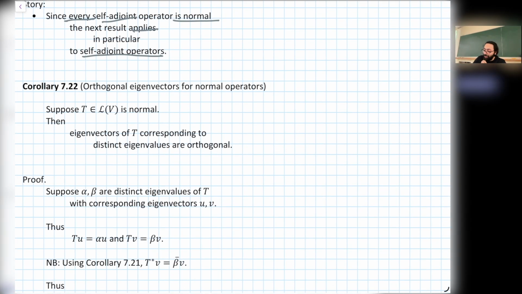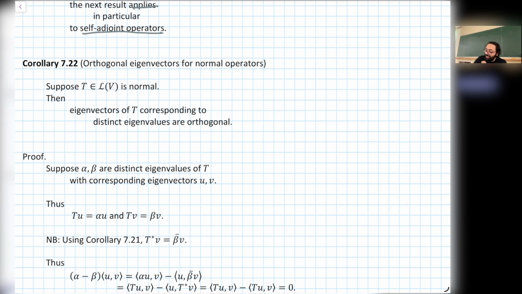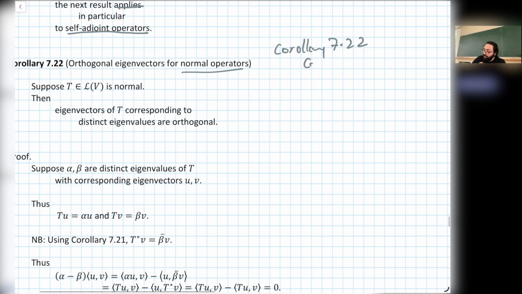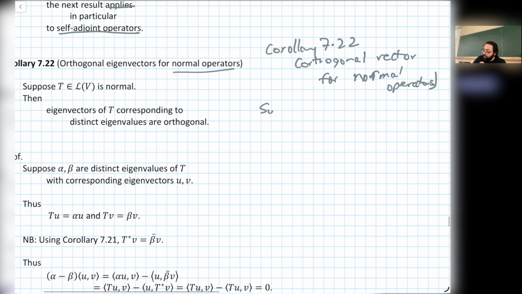Right. So corollary 7.22 says orthogonal eigenvectors for normal operators. Right. So let's look at this. Corollary 7.22 about orthogonal vectors for normal operators. So what is the statement? The statement says the following. Suppose that T is some normal operator. Okay, so it's normal. For a normal operator, T star T is the same as T T star. Right? That's the definition of a normal operator.